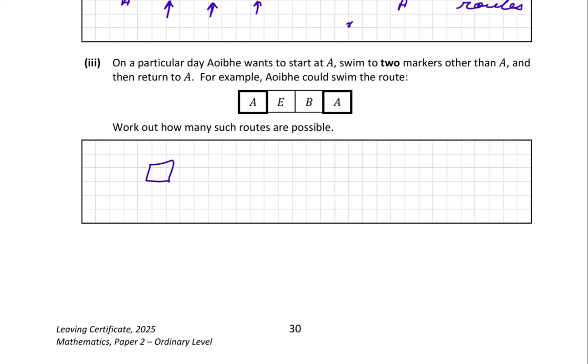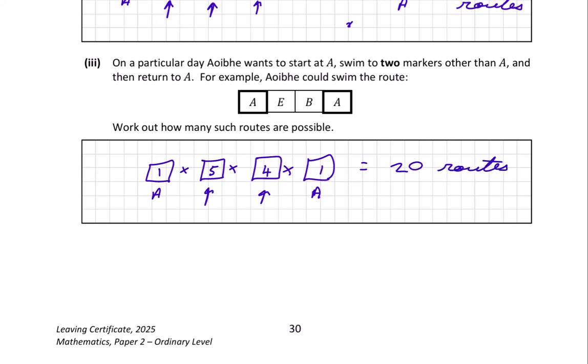Well, again, if we do 4 boxes here, multiply our numbers. So she has to start at A and finish at A. So she only has one possibility there, A. At the end, she has to finish at A, so there's only one possibility there. So after she leaves A, she has 5 other choices for her second marker. And then once she's picked that one marker, she has 4 markers left to choose from there. So really there are 20 routes that she can choose. Okay, and that is it for this question and this paper.